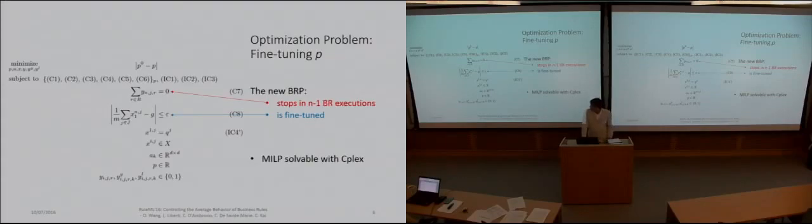So because we limited ourselves to linear rules, it means that this exact optimization problem is a MILP. It's a mixed integer linear program, and so there are many existing algorithms to solve mixed integer linear programs. So this is a standard optimization problem formulation, and we can solve this using CPLEX or other optimization solvers.